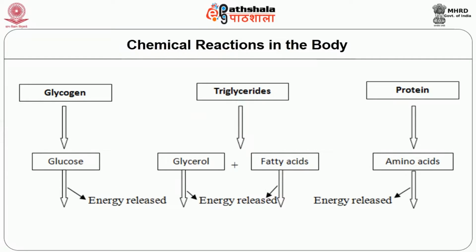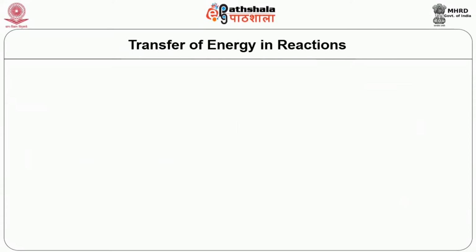Catabolic reactions include conversion of glycogen, triglycerides and protein to glucose, glycerol, fatty acids and amino acids respectively, and release different quantities of energy after undergoing various reactions. Figure 2 indicates the catabolic reactions. Now we will see the transfer of energy in reactions.